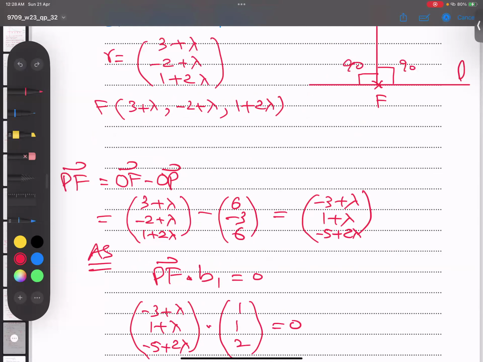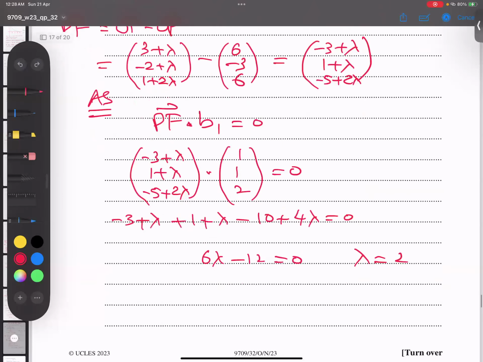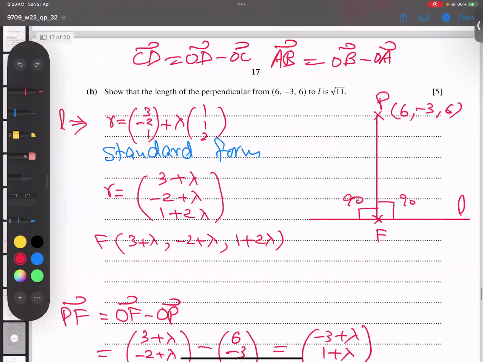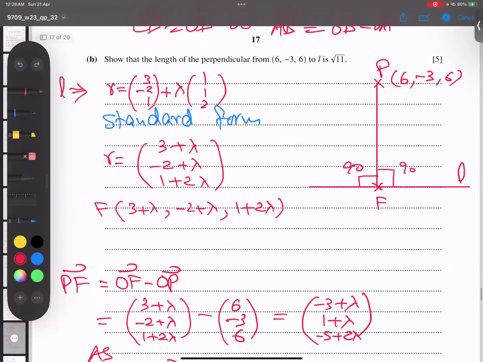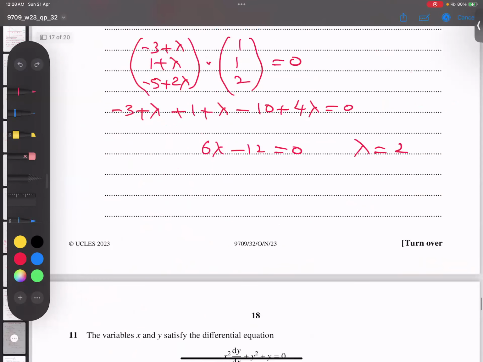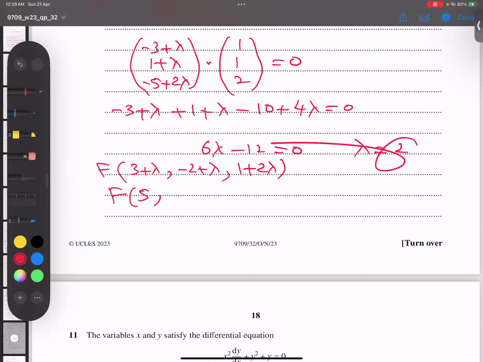Alhamdulillah. I think you got my point. And when I plug this lambda 2 in here, I will get the F coordinates. So I take these coordinates, copy, and find the F coordinates, paste. So what do I get for the F coordinates, students? 2 plus 3, 5. 2 minus 2, I get 0. And 2 times 2 is 4 plus 1, 5.